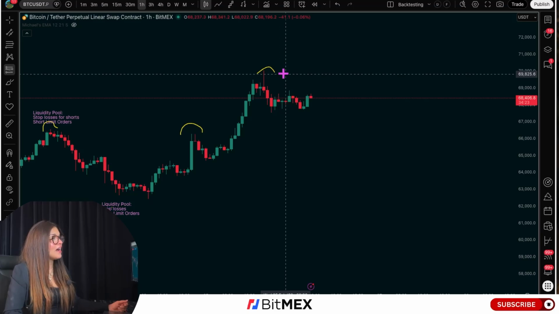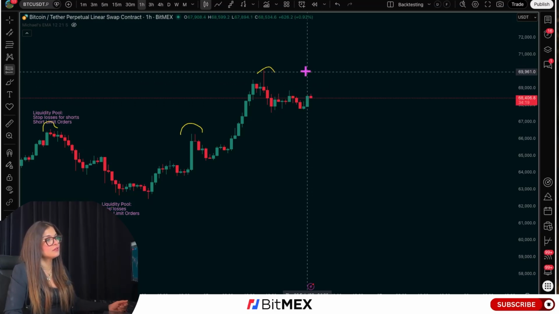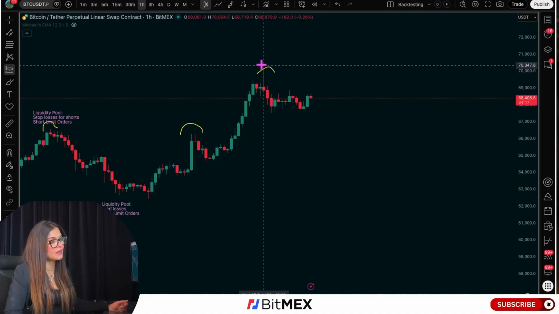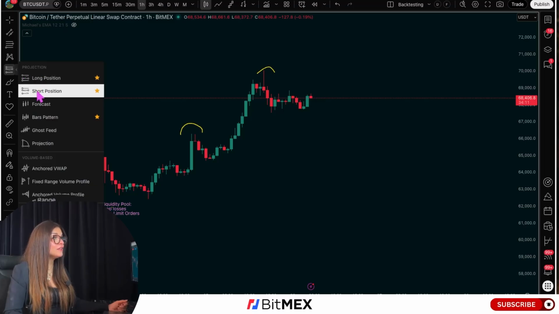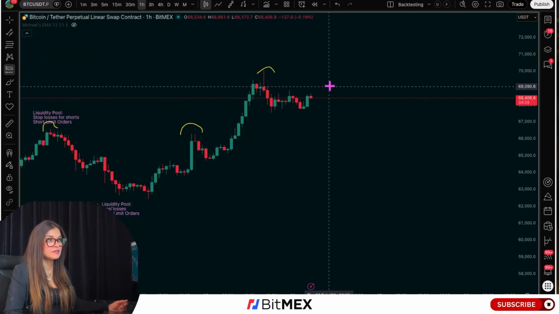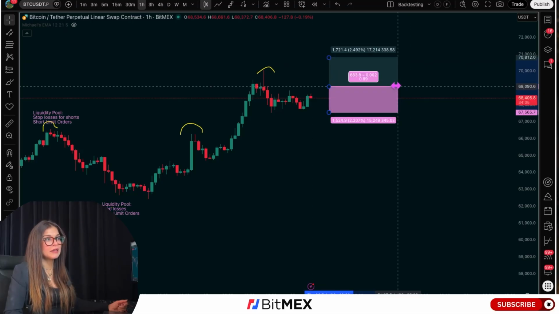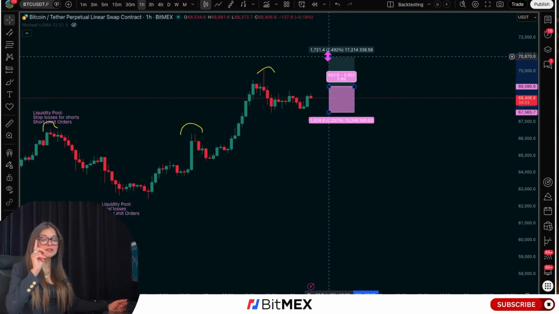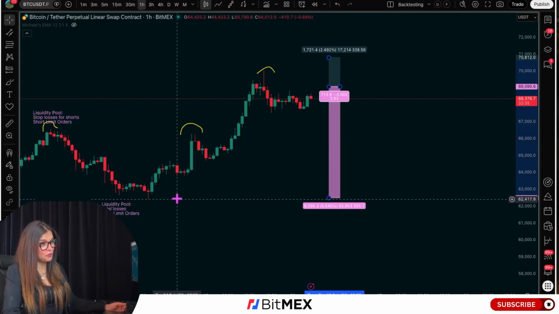So I won't be surprised if we get a swing failure pattern which takes out this area here, previous swing high, and then we retrace further down. And that is where I would enter into, let's say, my short position and put my stop loss above the swing failure. I'll go short and target the stop losses that are over here. And that is how it works.